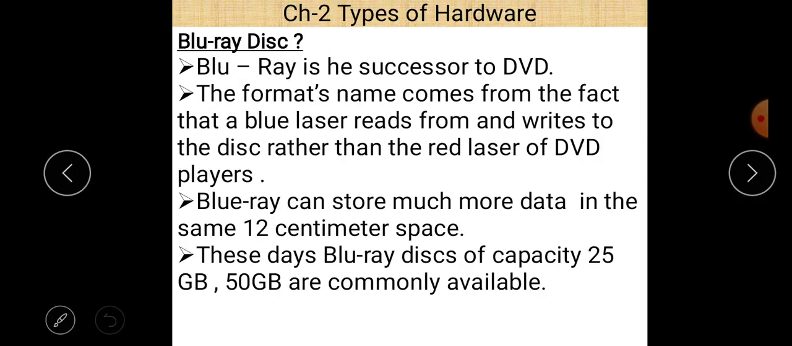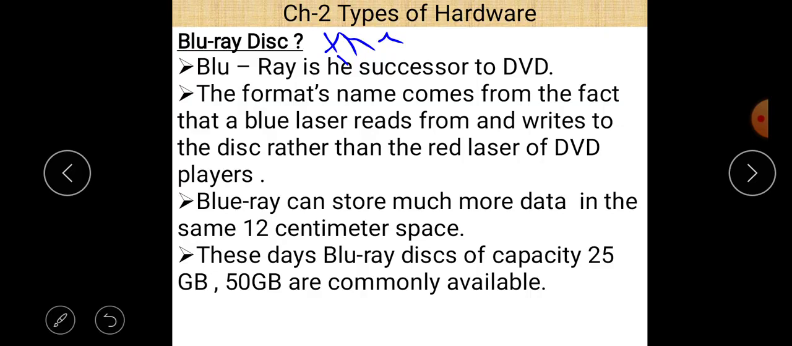Next is Blu-ray disc. Blu-ray disc is the successor to DVD, and the format name comes from the fact that a blue laser reads from and writes to the disc, rather than the red laser of DVD players. Blu-ray can store much more data in the same 12 centimeter space, and these days Blu-ray discs of capacity 25 GB and 50 GB are commonly available.